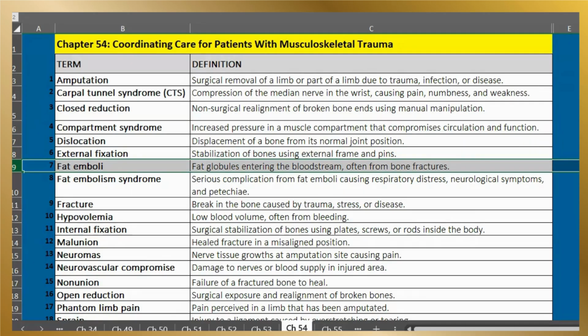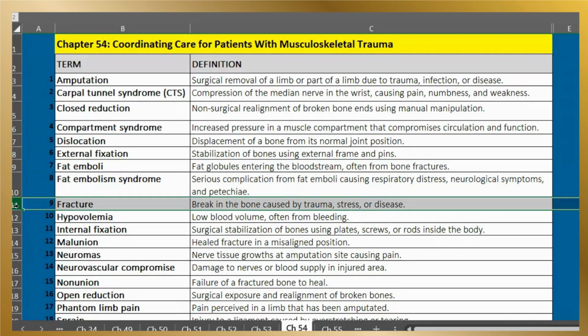Fat emboli: fat globules entering the bloodstream, often from a bone fracture. Fat from bone marrow travels in the blood, and we don't like that. Fat embolism syndrome: a serious complication from fat emboli causing respiratory distress, neurological symptoms, and petechiae. So fat embolism plus symptoms equals syndrome.